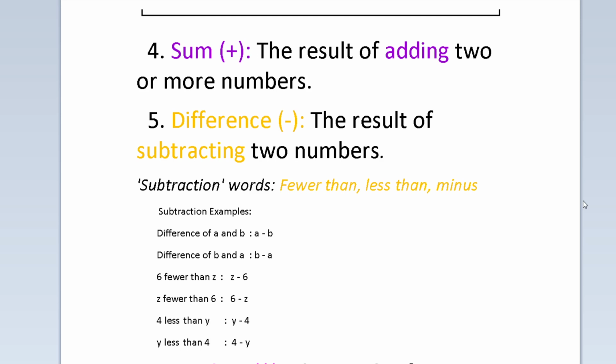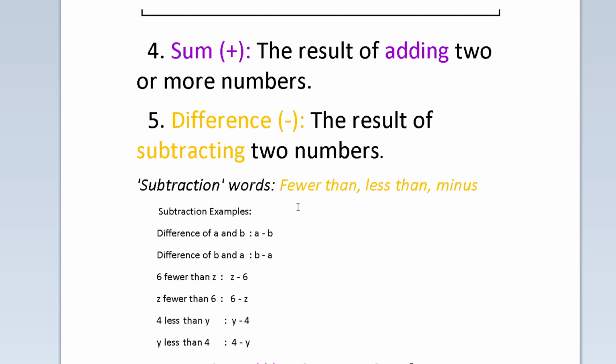The difference is the result of subtracting 2 numbers. Your difference should generally always be positive, but it kind of depends. So if I asked you the difference between 10 and 7, you would just do 10 minus 7, and that's 3. Just in the order I say it.